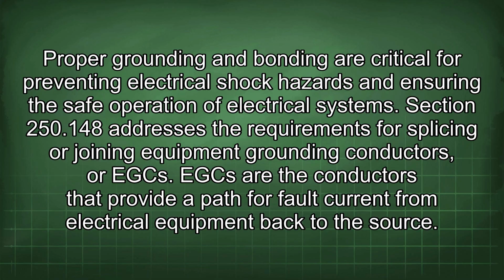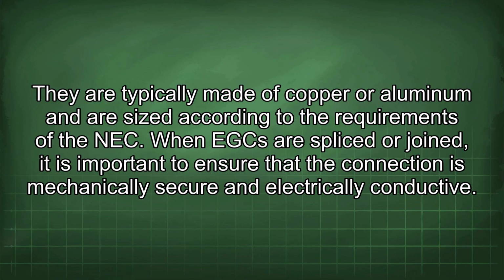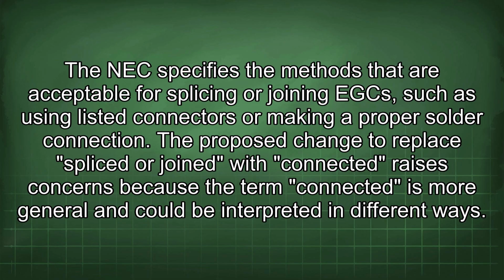Section 250.148 addresses the requirements for splicing or joining equipment grounding conductors, or EGCs. EGCs are the conductors that provide a path for fault current from electrical equipment back to the source. They are typically made of copper or aluminum and are sized according to the requirements of the NEC. When EGCs are spliced or joined, it is important to ensure that the connection is mechanically secure and electrically conductive.